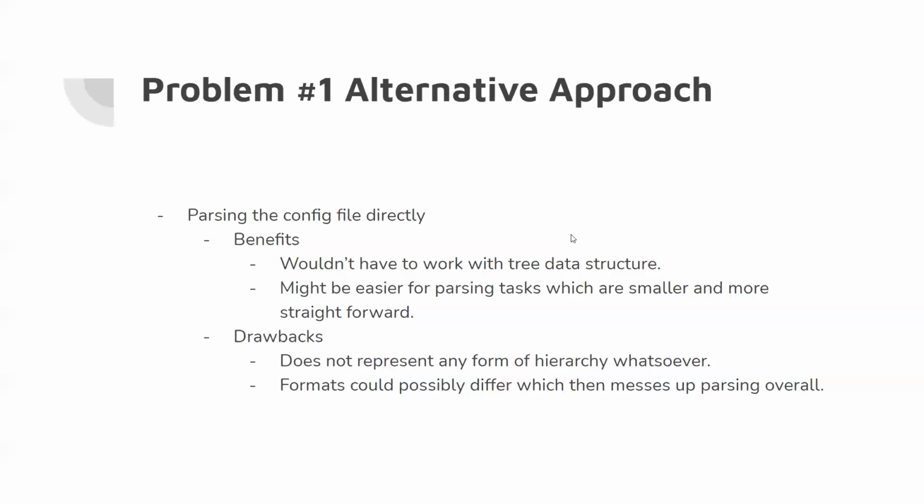So what are the alternative approaches to the visitor design pattern? Well, we could have parsed the config file directly. Now, there are certain benefits to that, which was that we wouldn't have to work with the tree data structure. Some people might not want to work with the tree data structure and might want to work with something easier, such as a list. But it also might be easier for parsing tasks which are smaller and more straightforward.